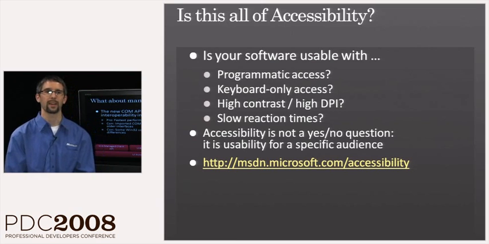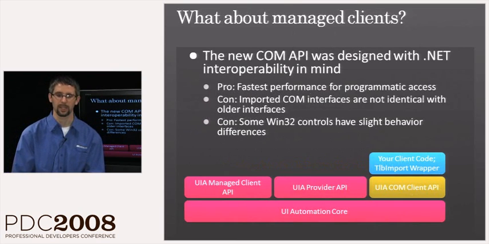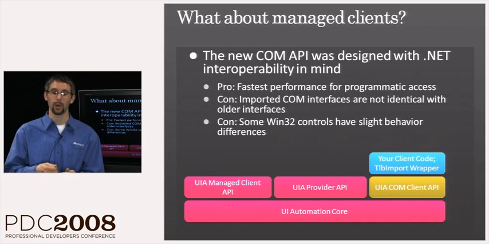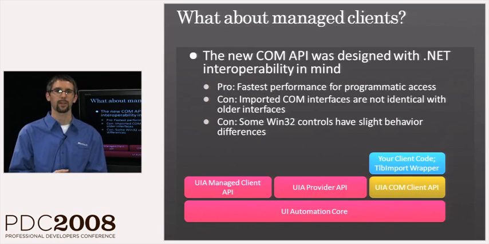Just a quick word about managed clients. If you've used the Managed Client API for UIA, you may be wondering what happened to it. And if you want to work from managed code, you now have two options. One is to work through the new COM API through COM Interop. We designed the API from the ground up with .NET interoperability in mind, and so there's no problem with TLB importing it and using it that way.